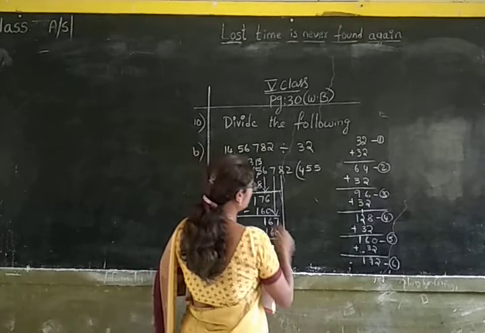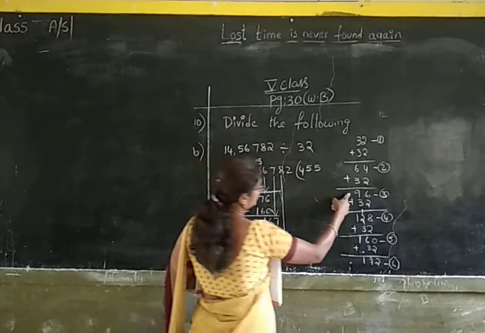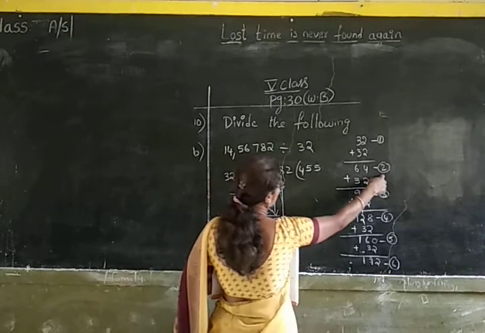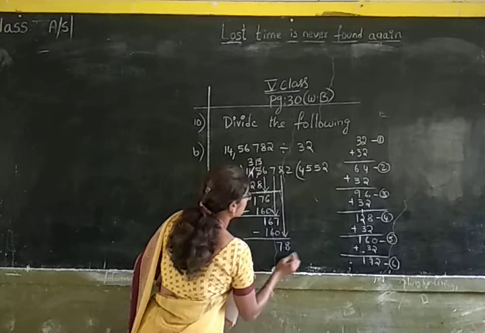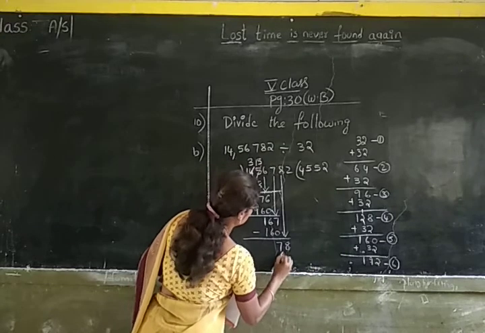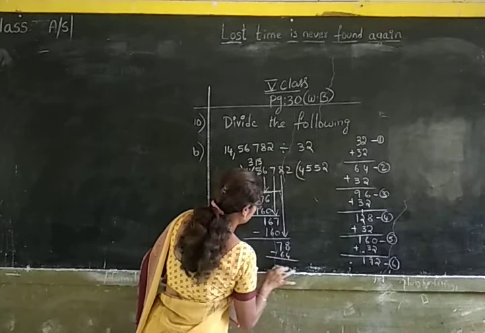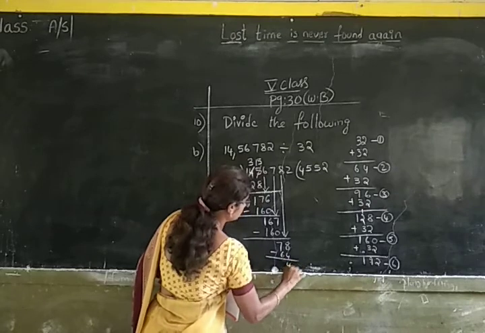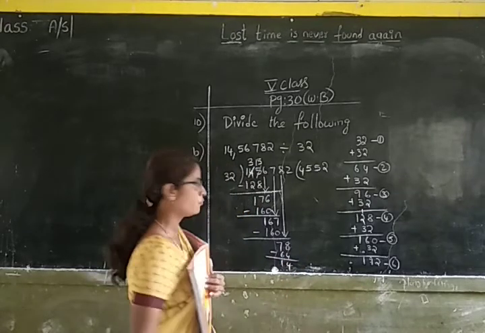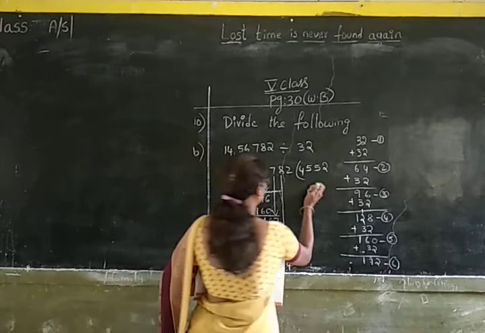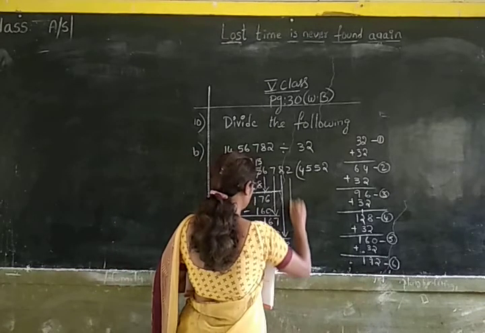So how many times does 32 go in 78? If you take 96, it will be bigger. So you have to take 64. So it is 2 times. That is 64. Okay children. 8 minus 4 is 4. 7 minus 6 is 1. It is 14. Okay.